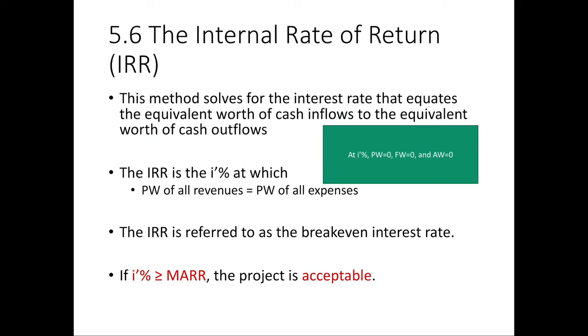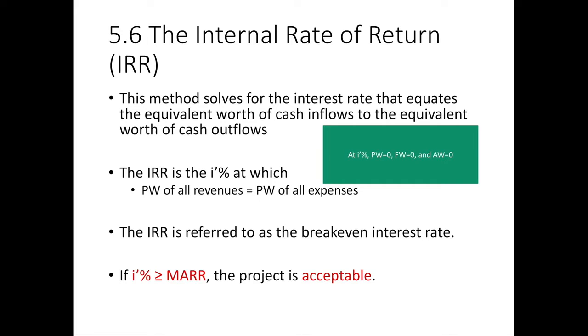There are other two methods. They're not converting the values to a different timeline, but they are calculating the interest rate, going on the timeline, and comparing that interest rate with your MARR. So if that interest rate is bigger than or equal to your MARR, then you're gonna accept that project. Otherwise, you're going to reject that.